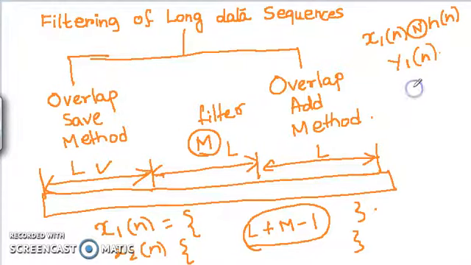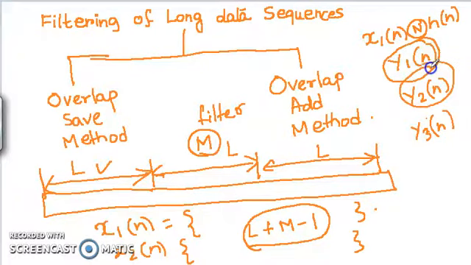Similarly, we will get the result y2(n), and if it is up to 3, we will get the result up to y3(n). How we are going to arrange y1, y2, y3 in the overlap save method and the overlap add method, we will see. Each and every method I am going to discuss in different videos. So up to this, thank you for the discussion. We are going for the next video.